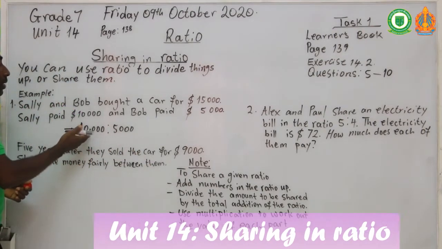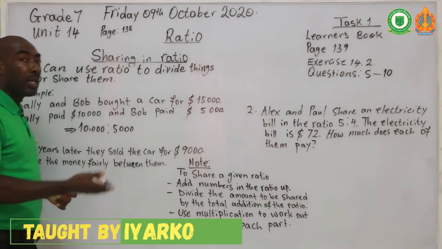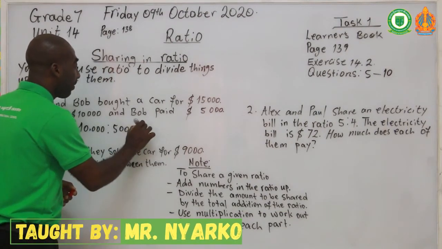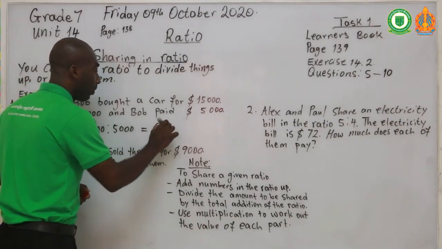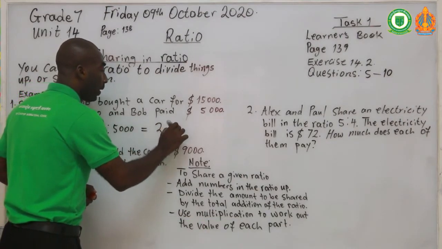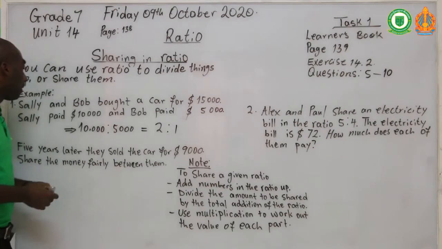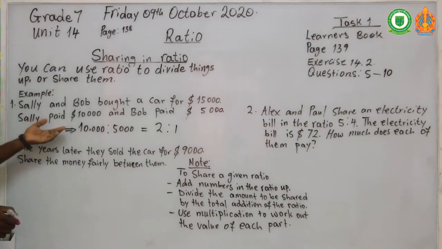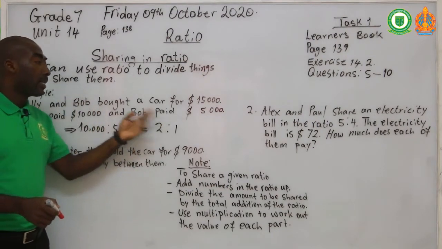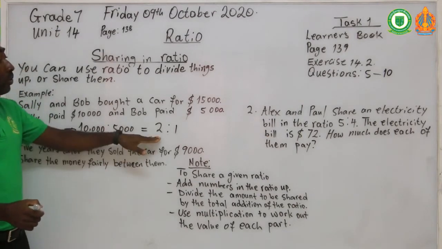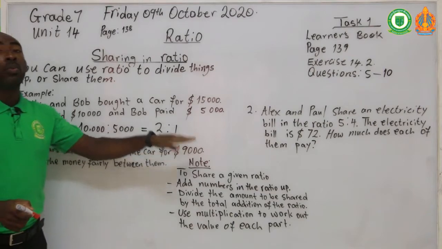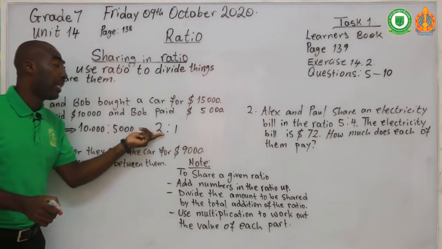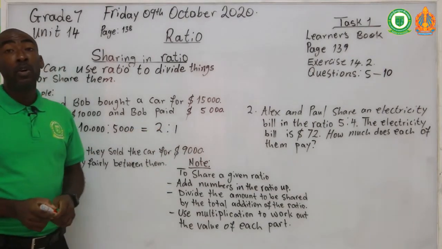So we're going to reduce this ratio into a smaller unit, okay? So to simplify, it becomes 2:1, okay? That means Sally paid twice as much as Bob. So the ratio finally becomes 2:1. So 2 goes for Sally and 1 goes for Bob.